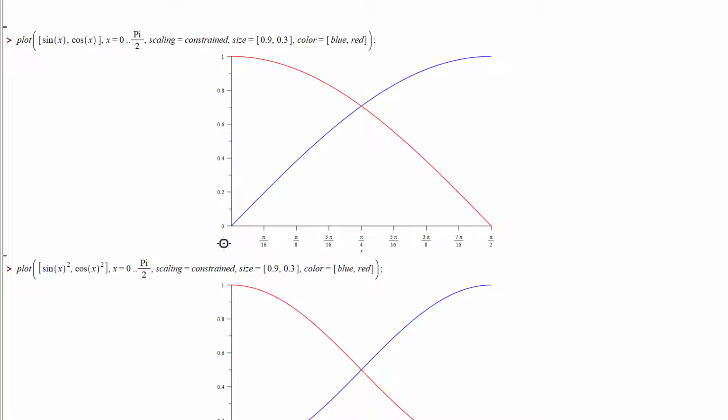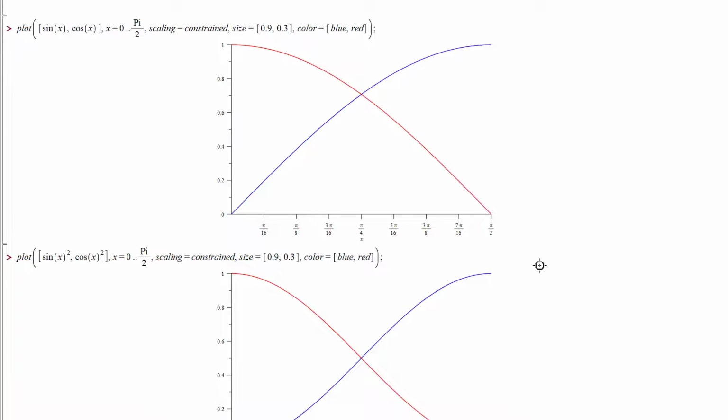If I look on the interval from 0 to pi over 2, here's the sine in blue, cosine in red. And for any value, say a little to the right, whatever the sine is at that x value, cosine will have that same value, that same amount to the left of pi over 2. So they're symmetric about pi over 4. And of course, they have the same area under the curve.